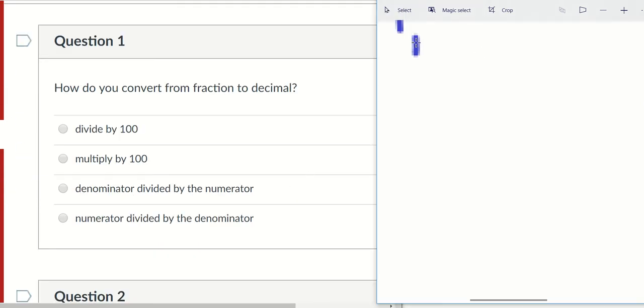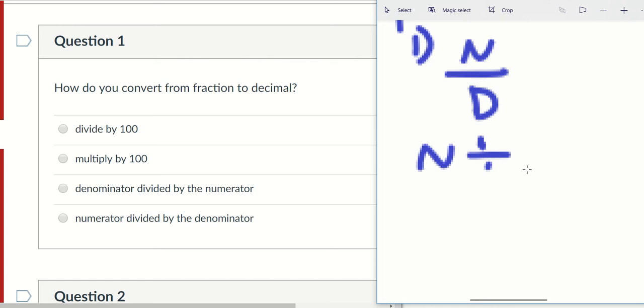All right, question number 1. How do you convert from fraction to decimal? What do you take? You take the top number divided by the bottom number, right? So, which is its numerator divided by denominator.